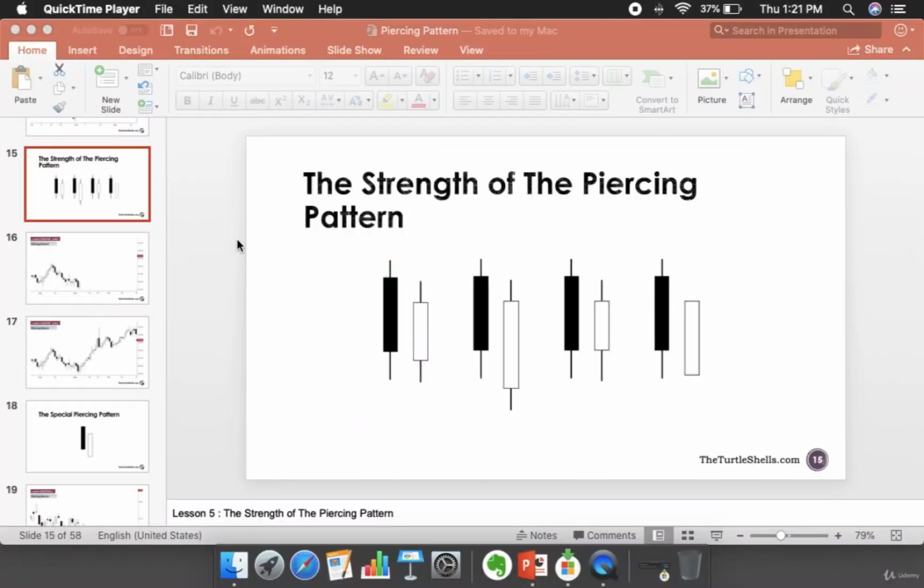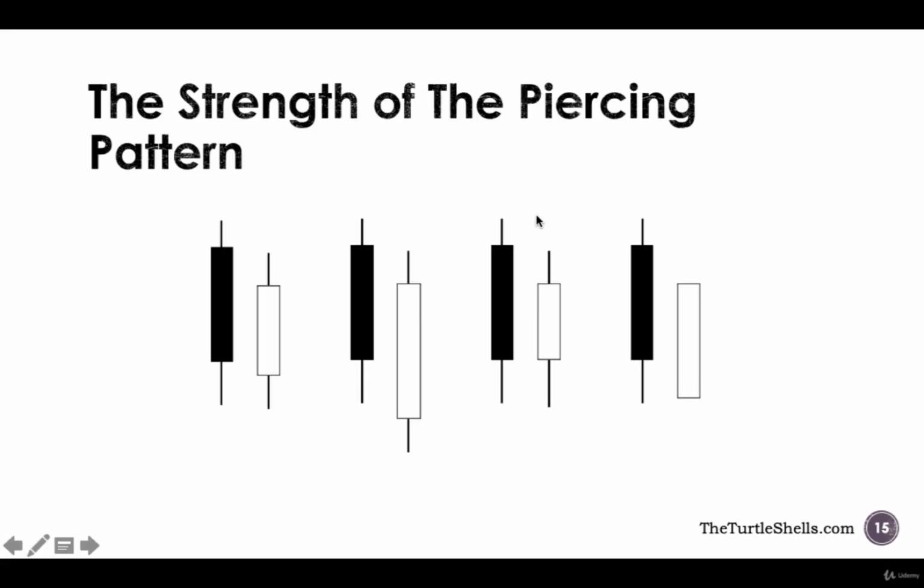Alright, now let's have a look at the strength of the piercing pattern. So we have looked at this slide before. Out of the 4 patterns, this one is the perfect piercing pattern, or the classic piercing pattern. I would say this is stronger than the other 3 because the opening of this candle is below the low of the prior black candle.